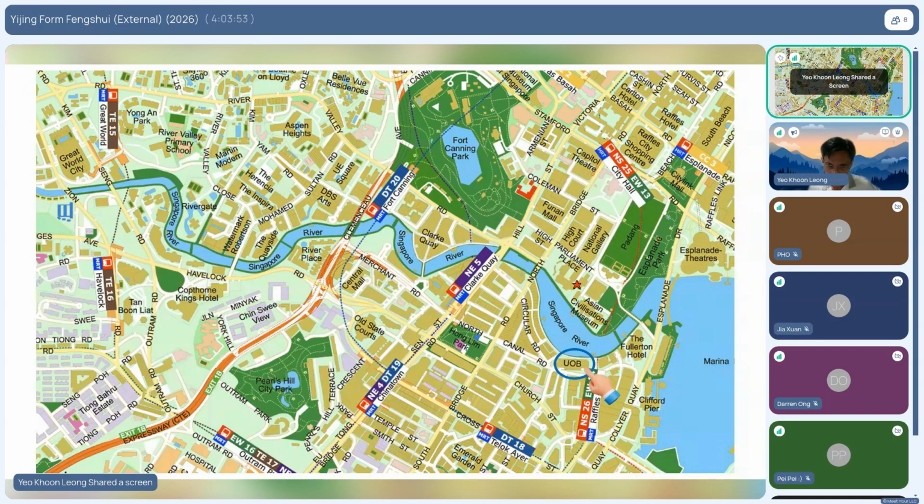If you're not convinced by what I say about the Fan Gong Sui Sa bringing you great wealth, let me show you another case. Look at this map, Singapore River.